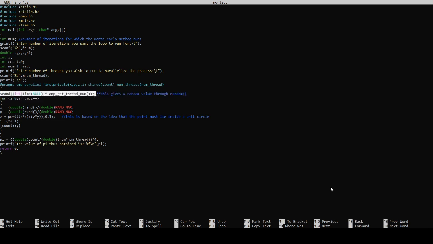does is that it creates a seed value. Now what is a seed value? A seed value is any value with which the thread will begin its generation of numbers, right?